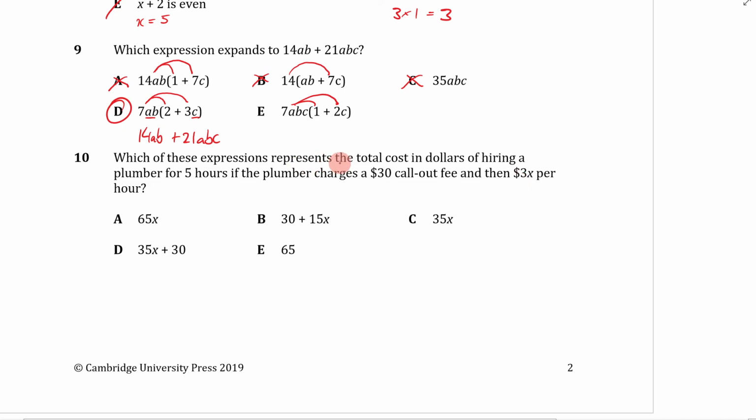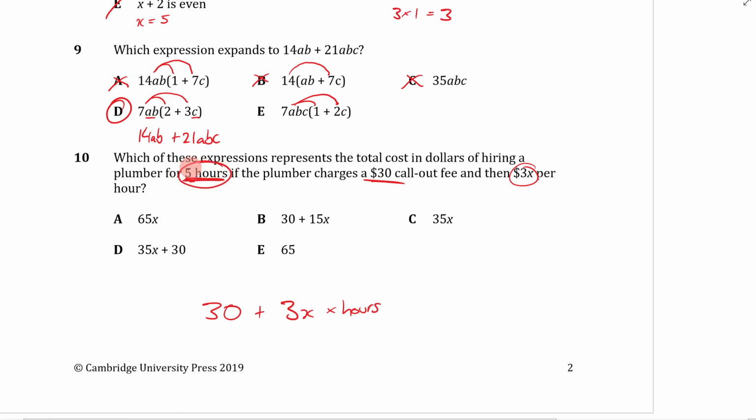So which of these expressions represents the total cost in dollars of hiring a plumber for 5 hours if the plumber charges a $30 call-out fee, so $30 is just for coming out, and then 3x per hour. He charges 3x per hour. That's interesting, because it's not saying he charges $3 per hour. It's saying that he's charging 3x times the amount of hours he's there.